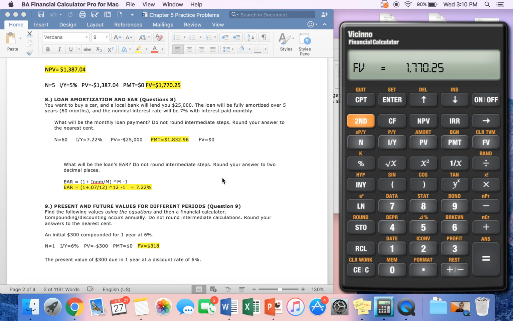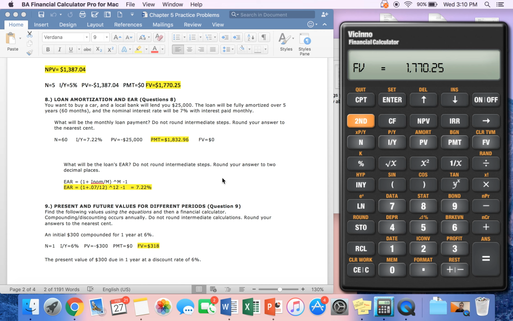So the first question they ask you is, what will the monthly loan payment be? So you'd think, well, I can just plug in 5 years, 7%, the $25,000 and get my payment. Well, there's a little bit more insight that goes into this question. Does it seem logical that your end should be 5?